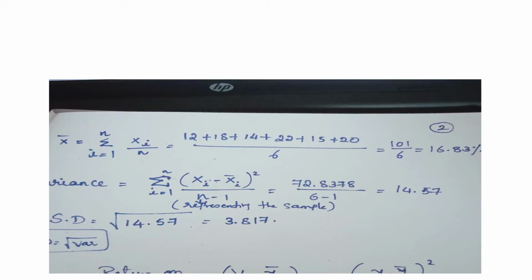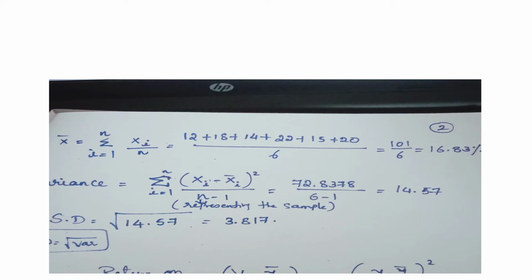So summation X by n here, as it is for individual securities, I is specified, that's all. I means individual securities. Different securities are given now for the past 6 years, and those securities will be taken into account. That is 12 plus 18 plus 14 plus 22 plus 15 plus 20 upon 6. N is 6. So 101 upon 6 is equal to 16.83%. This we have already seen in the previous slide.